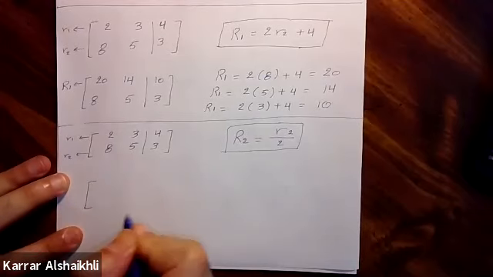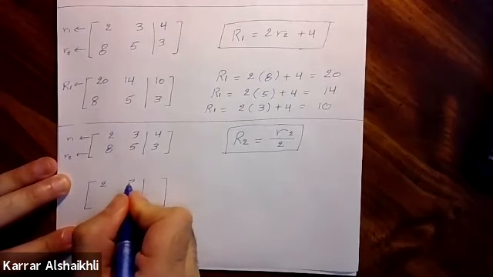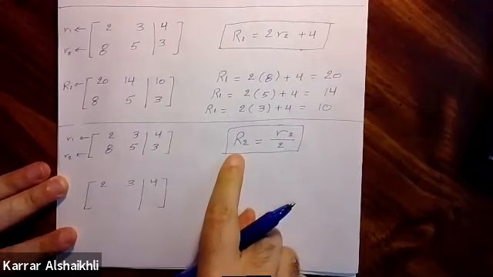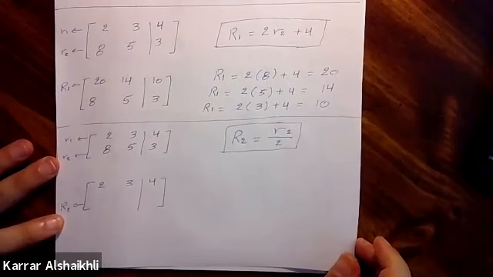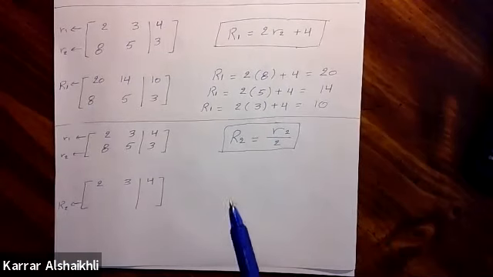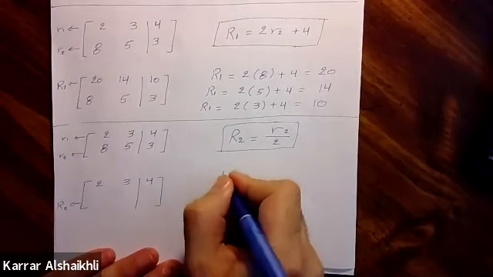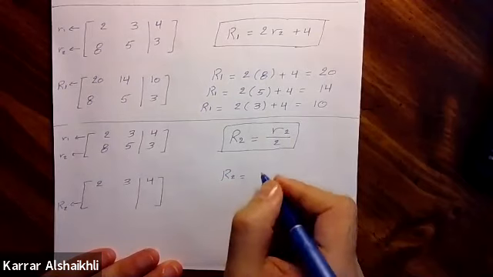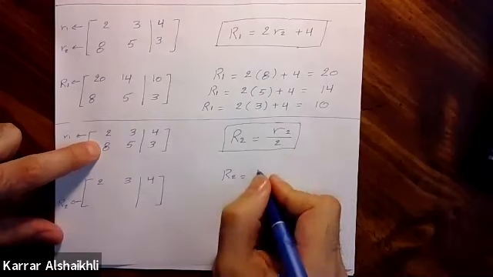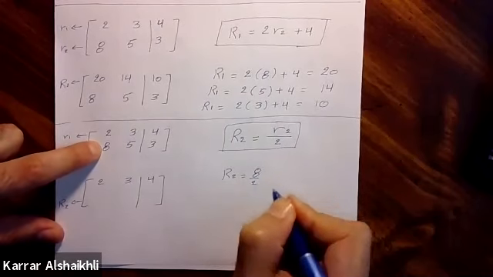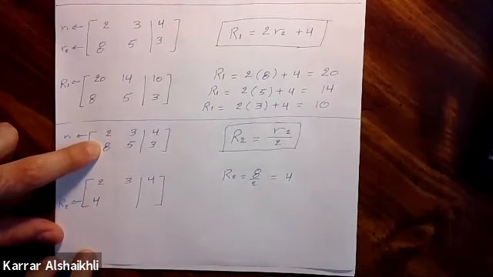That means the new matrix is going to be like this. 2, 3, 4, because I'm going to get a new R2, which is going to be here. How am I going to get the new R2? By dividing the old one by 2. So here's the first one. I'm going to divide the old R2, which is the first number here, 8. So 8 divided by 2 is going to be 4. That means the first number here is 4.